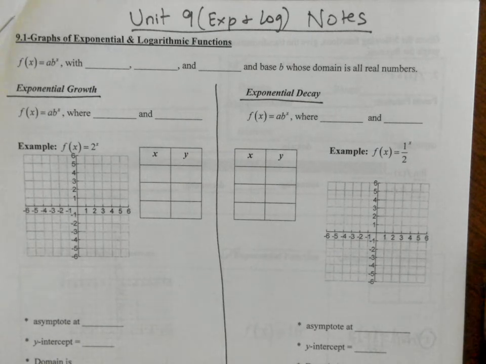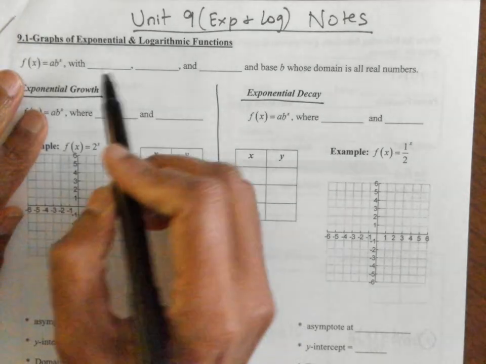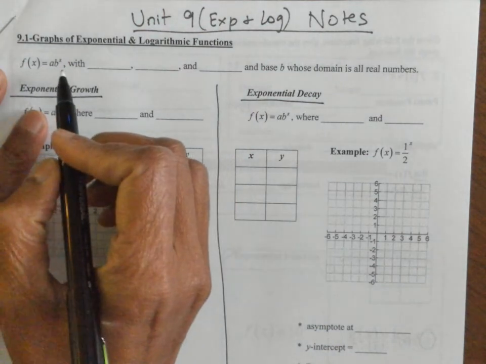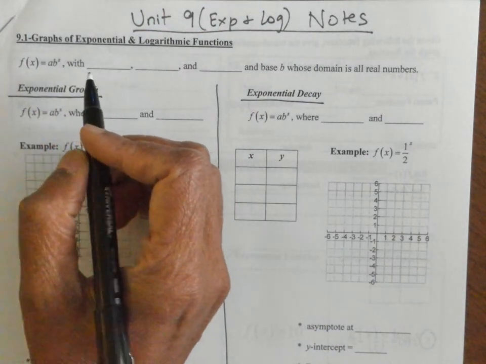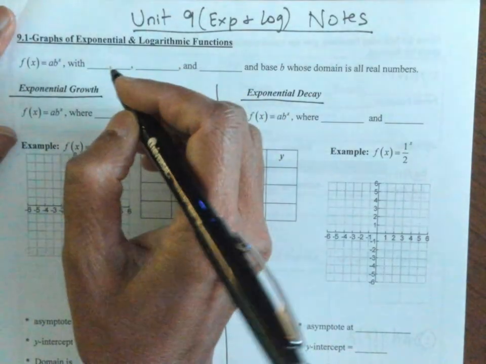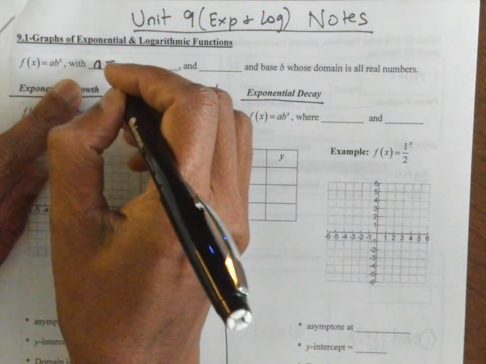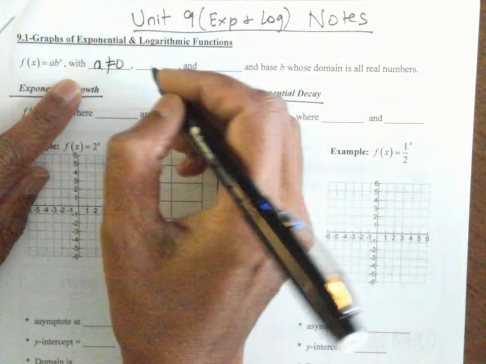Alright, so as you see, it says unit 9, exponential and log notes, and we're going to start with the graphing of exponential and log. So let's just look at the parent function. It talks about a and b and so on and so forth. I'm not a big fan of these variables, so I'm just going to write this down for now. Just go ahead and write it down, and then I'll explain it.